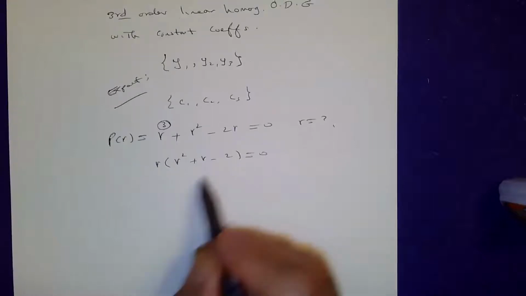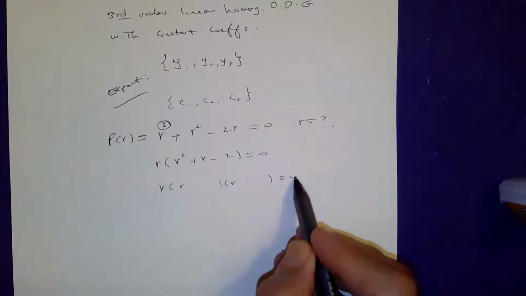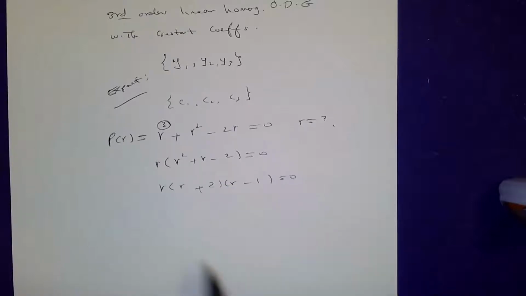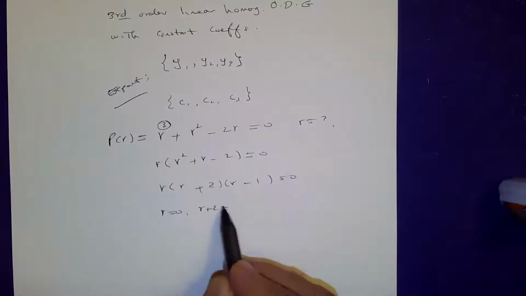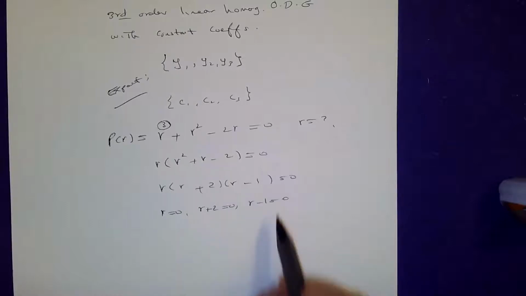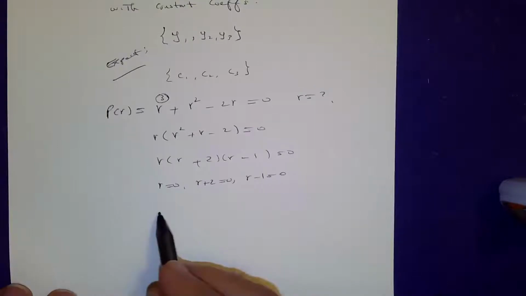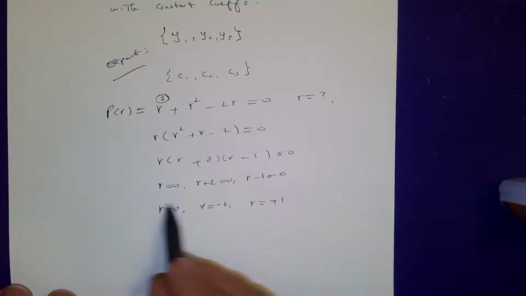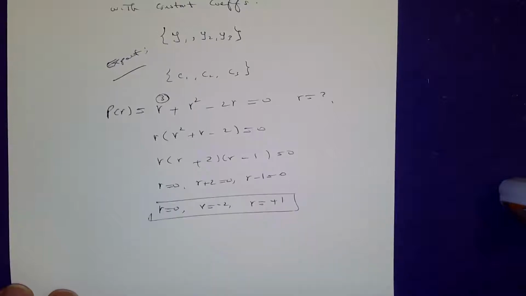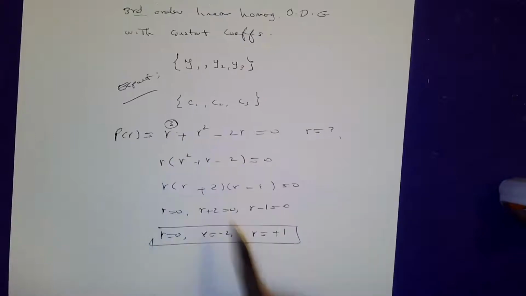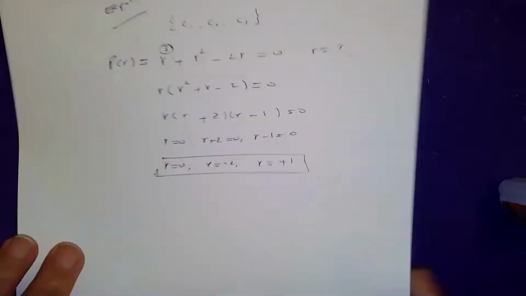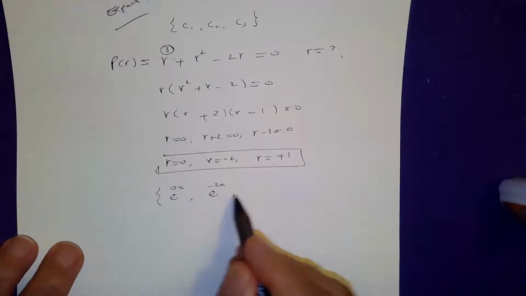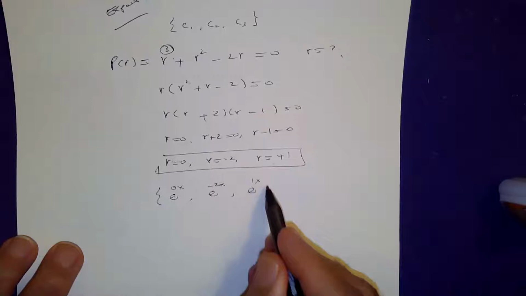But this guy still factors. Set each of these guys equal to 0, one at a time. Solve for R. One of your answers is 0. The other guy is -2. The last one is 1. 3 roots because it's a third degree auxiliary polynomial. So fundamental solutions: e to the 0x, e to the -2x, e to the 1x.